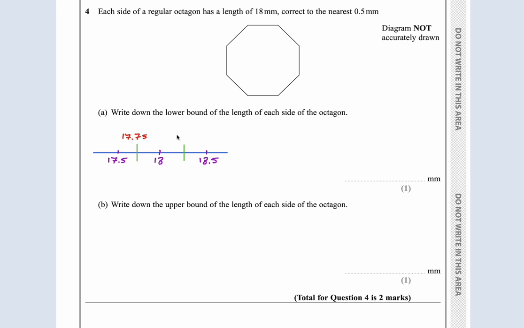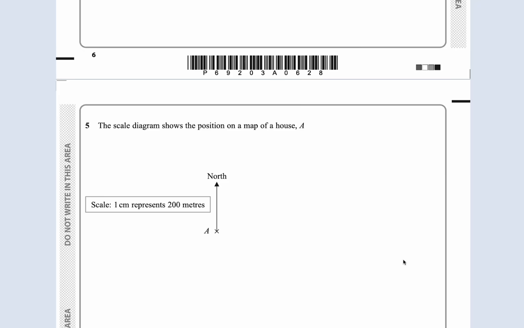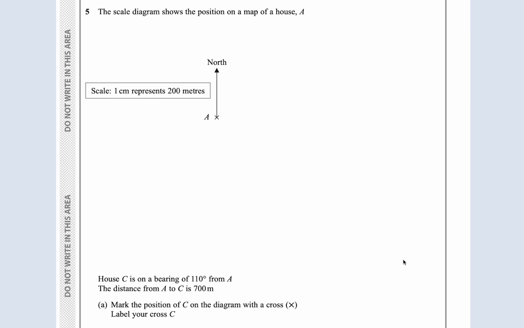And this would be then 18.25. So once I've drawn that line, I can just put in my answers. Just make sure you get the right one. 17.25 is the lower bound. 18.25 is the upper bound. Okay, that's question 4. Question 5.